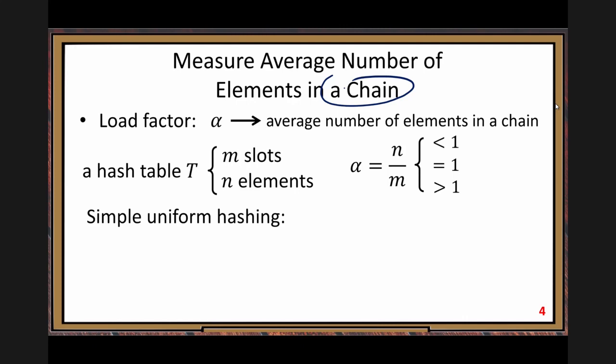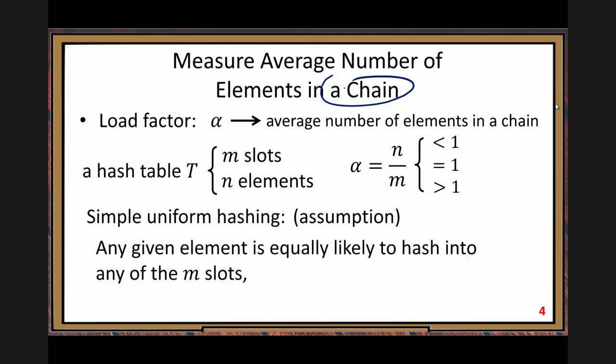Simple uniform hashing. Here we assume the hash keys spread uniformly, randomly. Any given element is equally likely to hash into any of the M slots. So that's the ideal case, in which we can get the best performance.